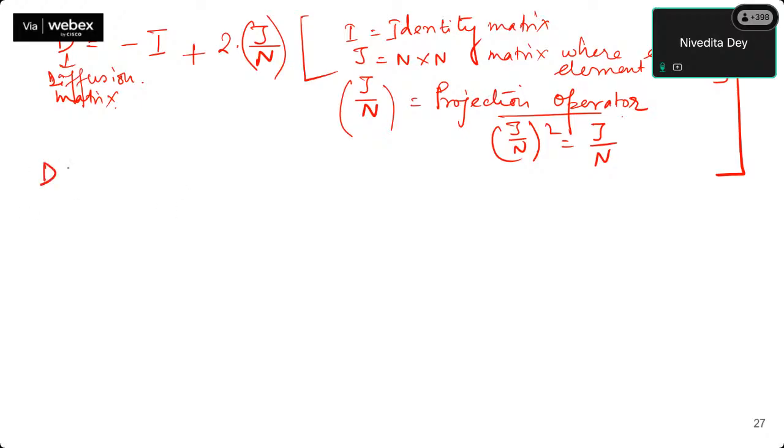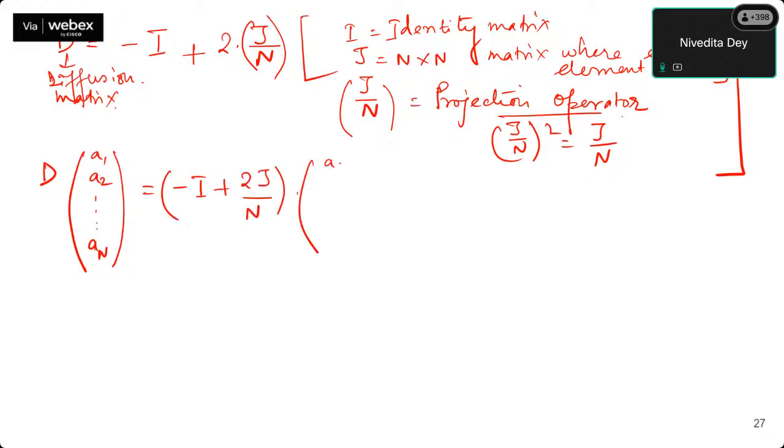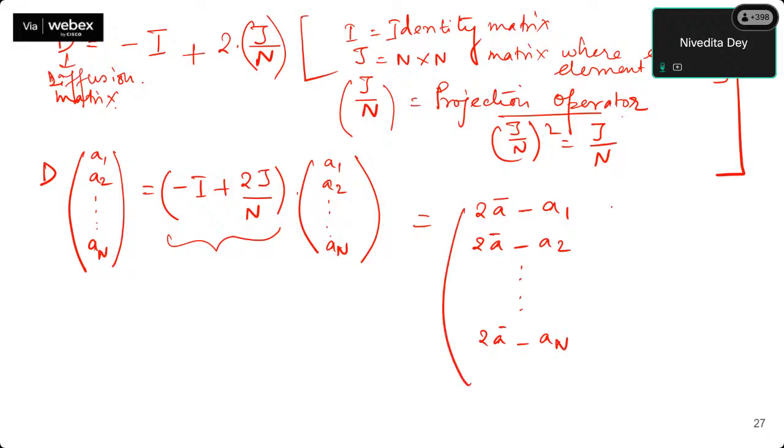So D matrix, so diffusion matrix, whenever it will be applied on some amplitudes a1, a2, likewise an, where n is the total number of states starting from 1, this will be minus I plus 2J by n into a1, a2 till an. So this thing also will show what this will also mean. That is a fantastic thing. If this is an operator, that combined way will reflect the effect of the inversion about the mean operator or the reflection operator, and it will make it like 2a bar minus a1, 2a bar minus a2, likewise 2a bar minus an, times this will be applied on a1, a2, an.